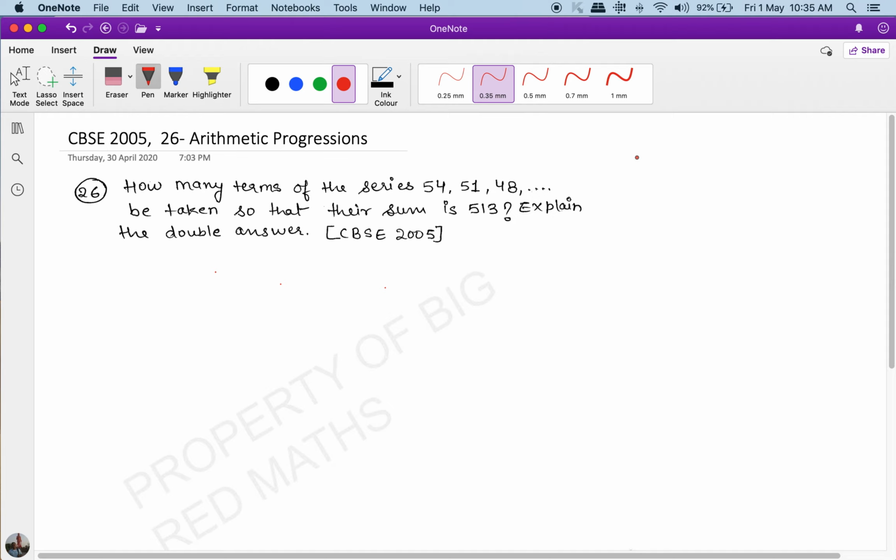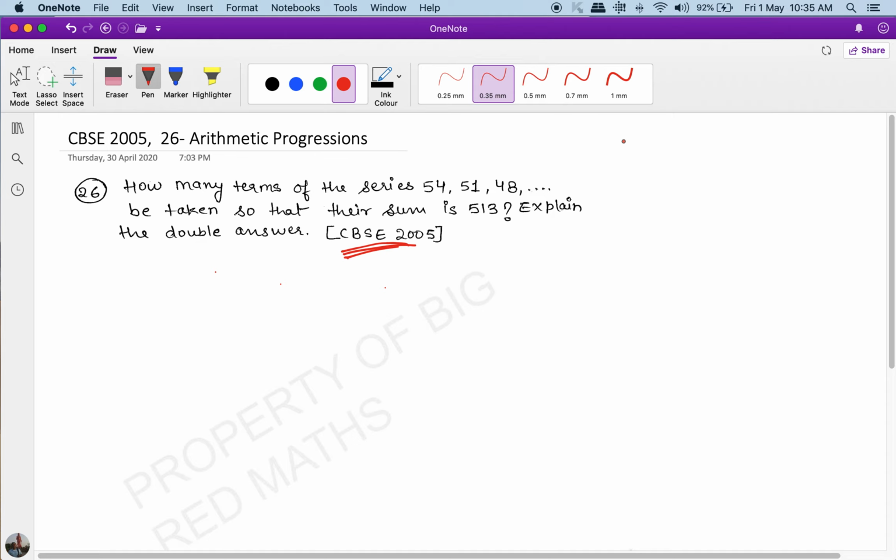Now the question says, how many terms of the series be taken so that their sum is 513? By the way, this question was from CBSE 2005. An important pattern of questions to know. Focus hard. How many terms of the series be taken so that their sum is 513?